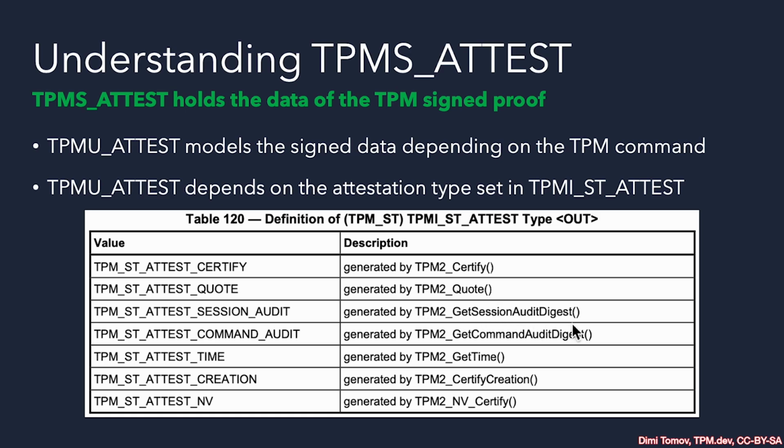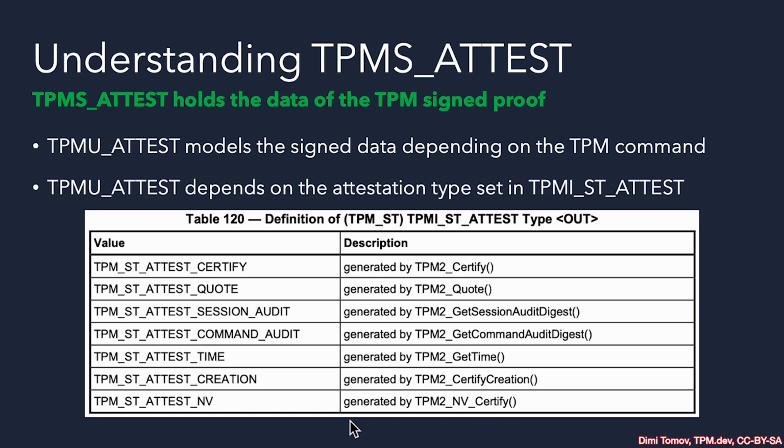Additionally, get session audit digest, get command audit digest, which is relevant to audit sessions that we covered briefly in TC1101 and also in TC1102. Get time, which we mentioned in the previous lecture as a time attestation, very useful for monitoring, especially of networking. And then we have also certify creation, which is an additional method of key attestation that we can perform. And last but not least, TPM2 NV certify that can help us prove the origin of data in the NVRAM of the TPM.